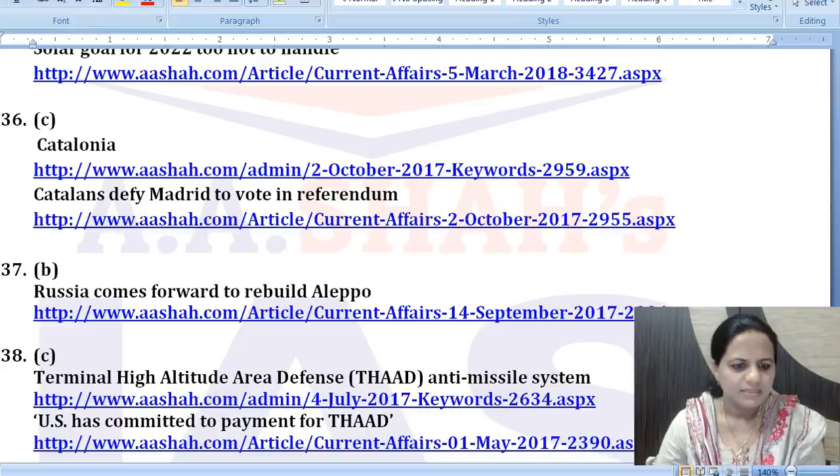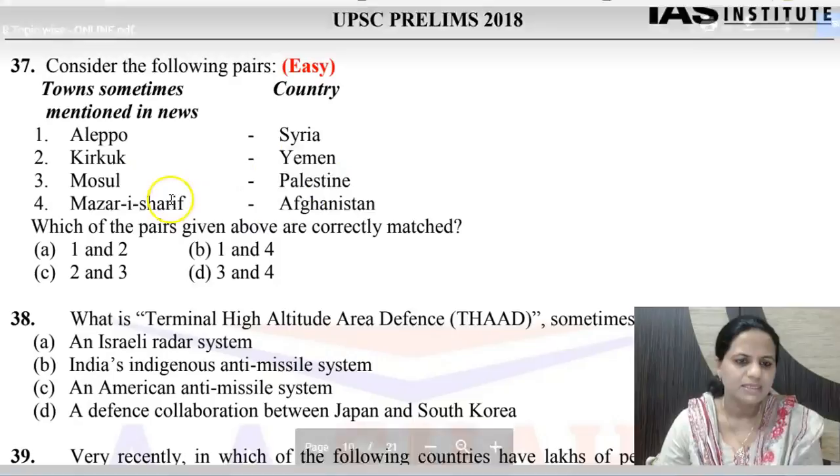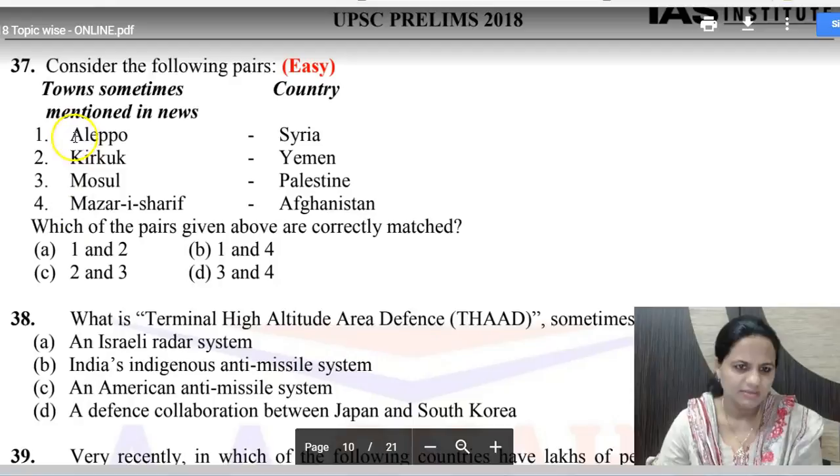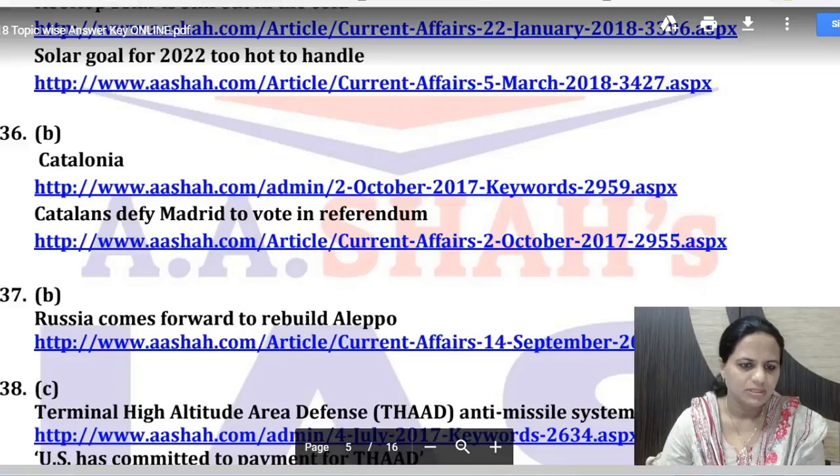Then next is, consider the following pairs. Towns sometimes mentioned in news and country. Aleppo, Syria is correct. Kirkuk, Yemen. Mosul, Palestine. Mosul is surely not in Palestine. You know, we have not discussed it with Palestine. Mazar-e-Sharif in Afghanistan has been in news. So 4 is correct and 1 is correct. So if you even know this, out of 4, only 2 are correct. So the B option is the correct option here. 37 is B.